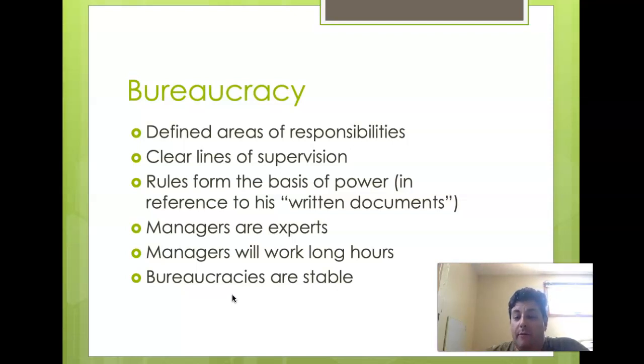Managers were some of the knowledge holders, and there were managers who manage managers. He also noted that bureaucracies are stable. Although they may be inefficient, they're often predictable, and as long as a person follows the rules of the bureaucracy, things will get done. That is true even with bureaucracies like universities.